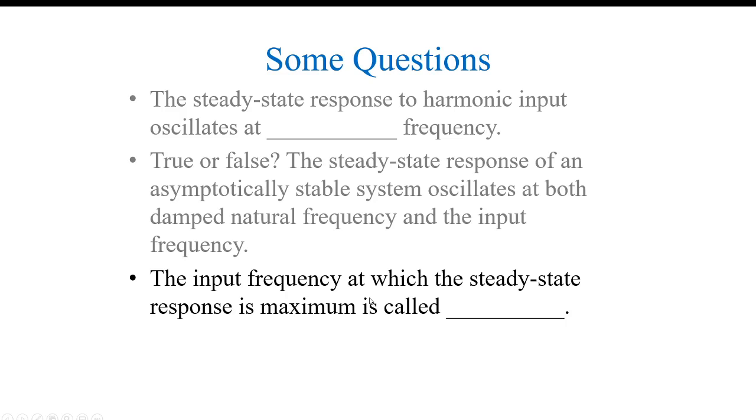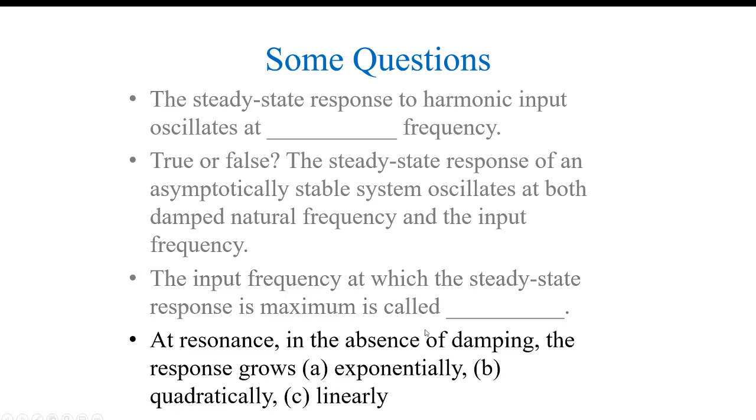So the third question: the input frequency at which the steady state response is maximum is called... okay, this one you may remember, you may not. It starts with R. It's the resonant frequency. The last question: at resonance in the absence of damping, the response grows exponentially, quadratically, or linearly? You have to remember something from systems and vibes. If you remember, this grows linearly.